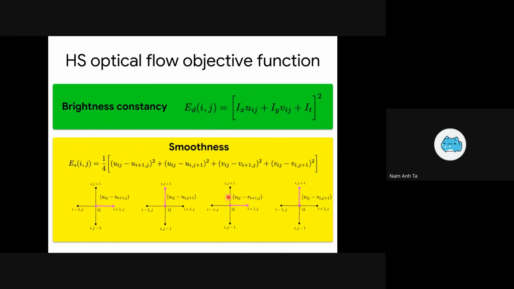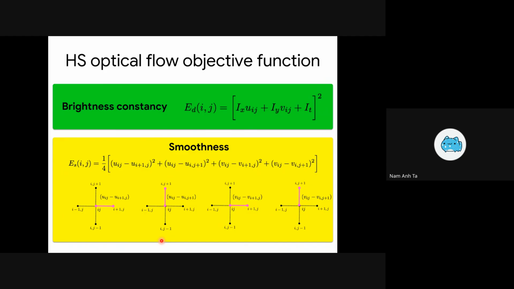So to ensure the smoothness, we compare each pixel with its neighbors. We want the velocity vectors U and V of a pixel not to differ too much from those surrounding it. The small diagram right here shows how we can evaluate the smoothness in both the horizontal and vertical directions. This term effectively penalizes jerky or noisy transitions in the flow field.